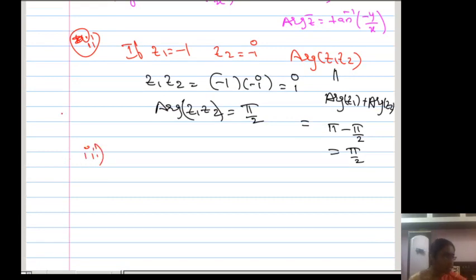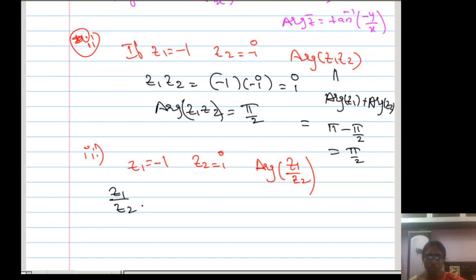If z1 is equal to minus 1 and z2 is equal to i, then find the argument of z1 by z2. How to do it? First simplify this. Otherwise you can apply the formula: argument of z1 minus argument of z2. z1 by z2 means minus 1 by i. Rationalizing, multiply by i by i. i squared is minus 1, minus into minus is plus, so you get i.